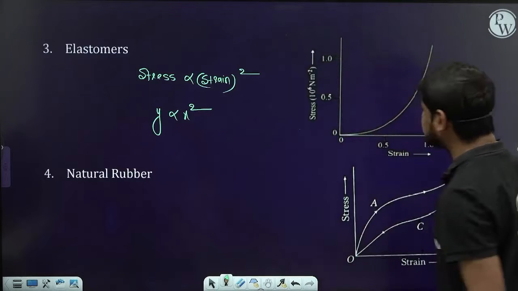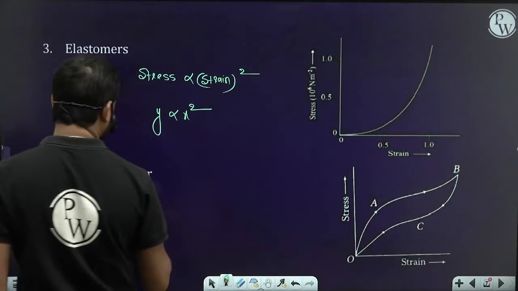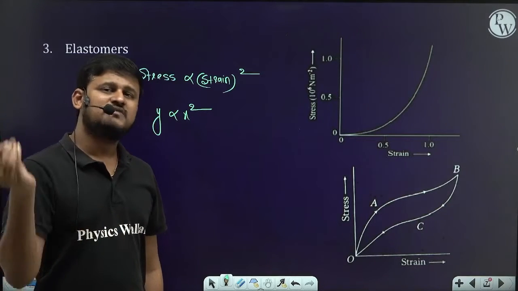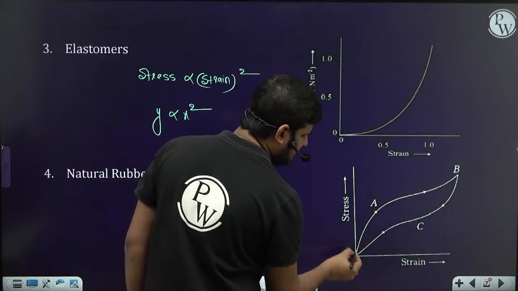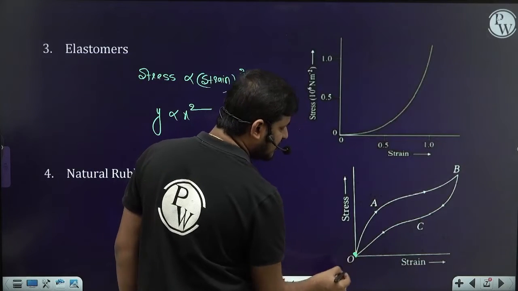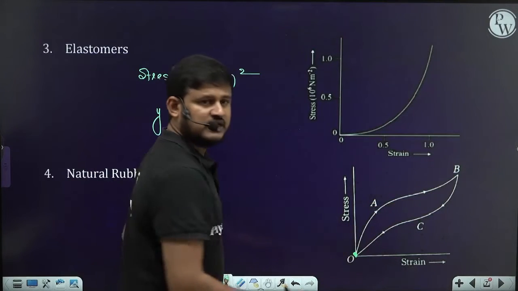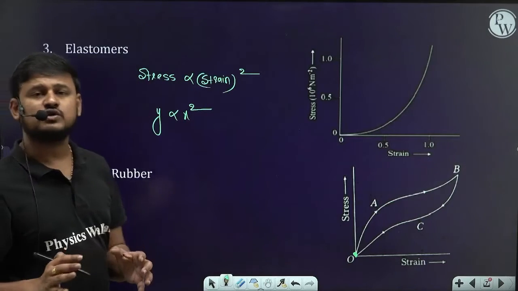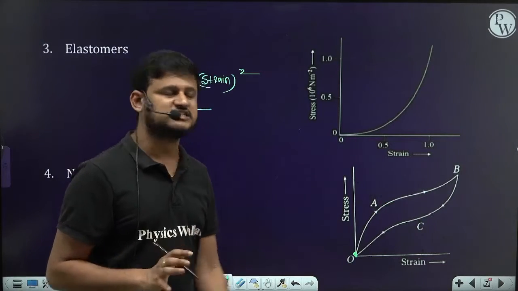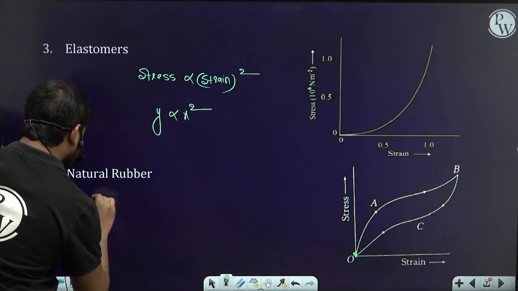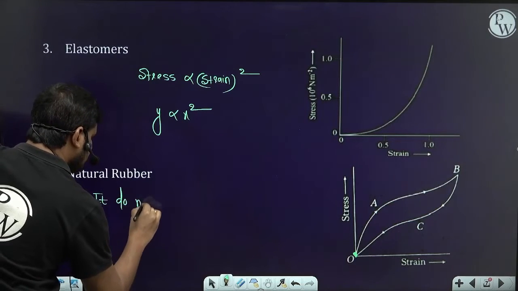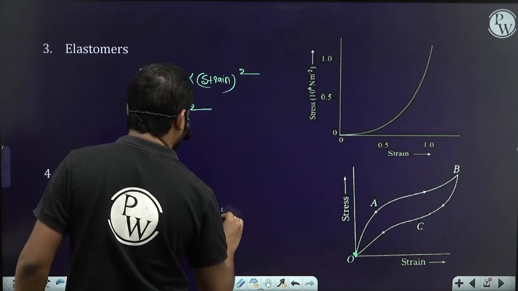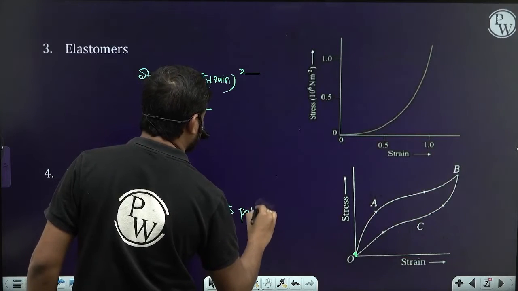Okay, and for natural rubber, the beauty of natural rubber is, however much force you apply on it, it will again regain its original configuration. This is the original configuration. After the removal of the load, it again regains its original configuration. But the thing is, it will not follow the same path. It does not retrace its path.